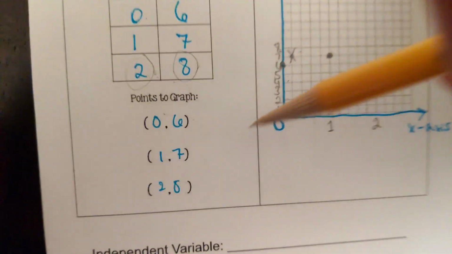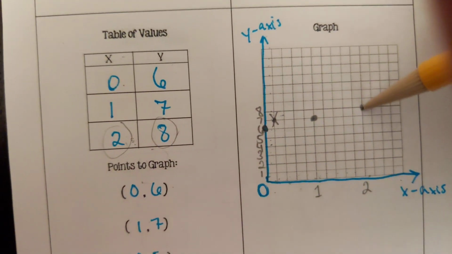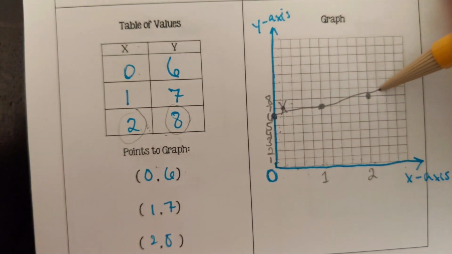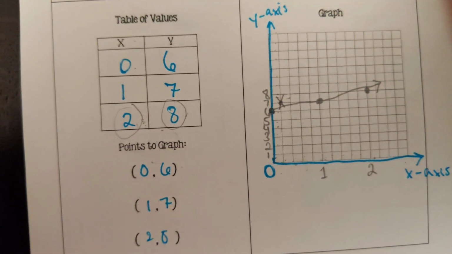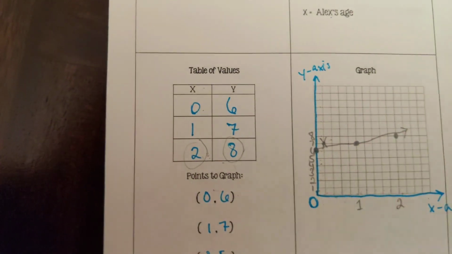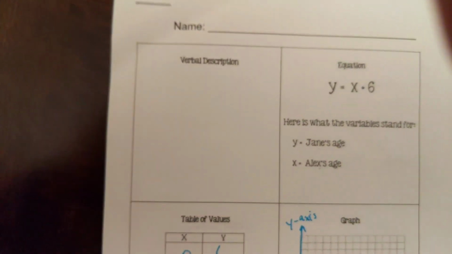Okay, so then (2, 8) would be all the way over here to 2, and then I'll go up to the 8 line, which is right there. So if you connect the dots, it will look something like that. Hopefully it's a straight line. Mine is not very straight, but you get the idea. Now you have graphed the table, and you put the dots on the graph, and you have the equation.